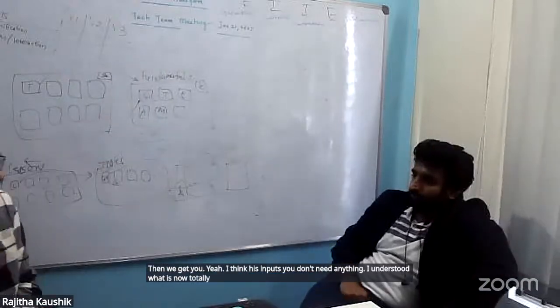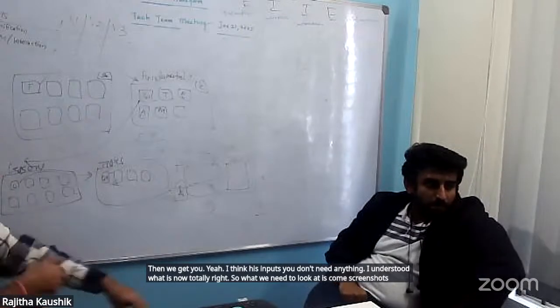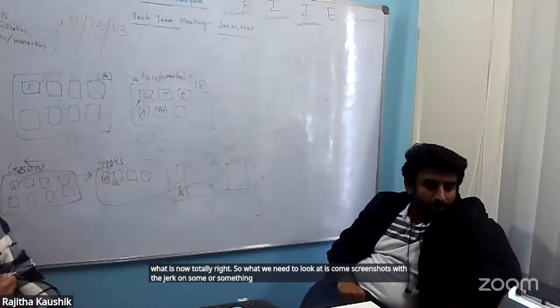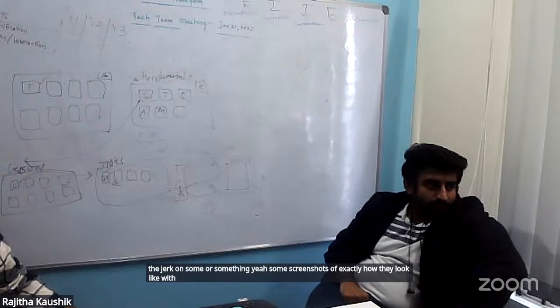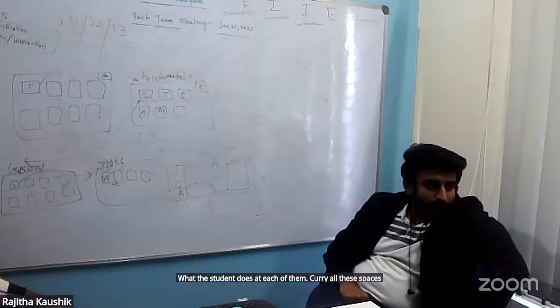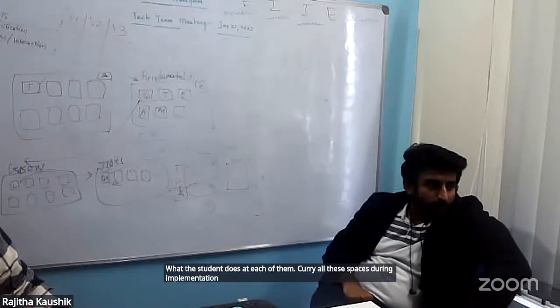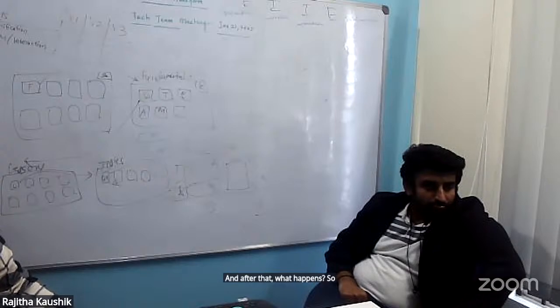So what we need to look at is some screenshots with the developer or some BI user, exactly how they look, with what the student does at each portion, covering all these phases, including implementation and evaluation. And after that, what happens? Suppose one lesson is over, what will happen after that?